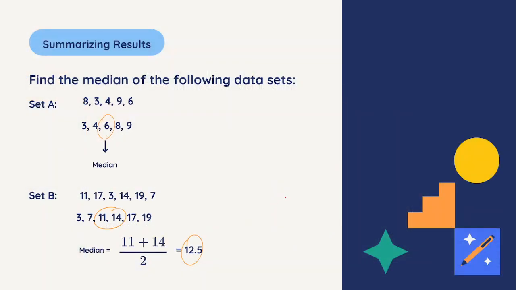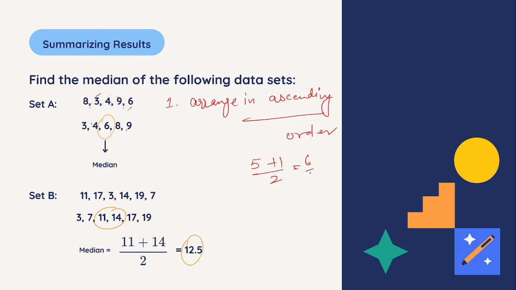Let's take one example here. Find the median of the following data set. Set A: 8 3 4 9 6. How can we find its median? First step, arrange in ascending order. So we arrange: 3 is smallest, then 4, then 6, then 8, then 9. How many terms are there? 1 2 3 4 5. So (n plus 1) by 2, that is 6 by 2, which is 3. So the third term will be the median.